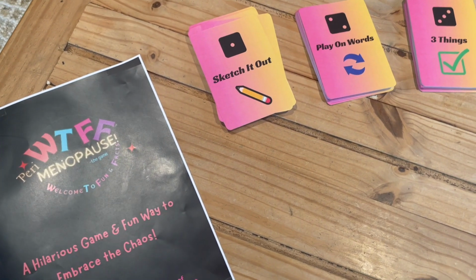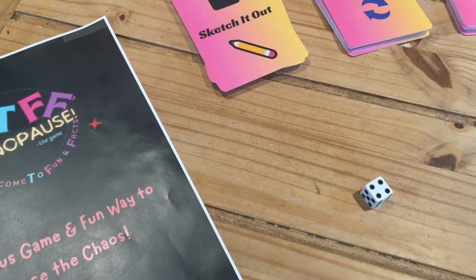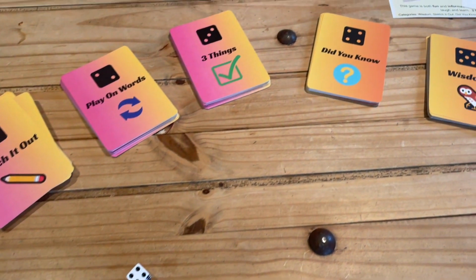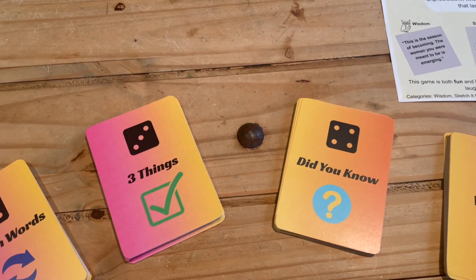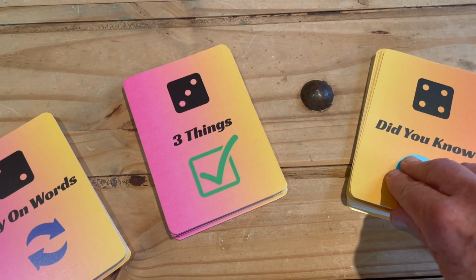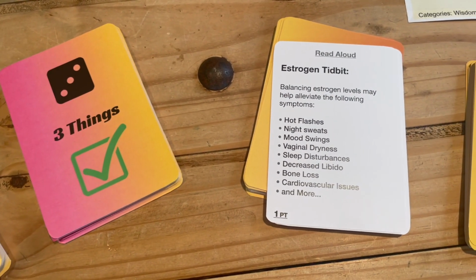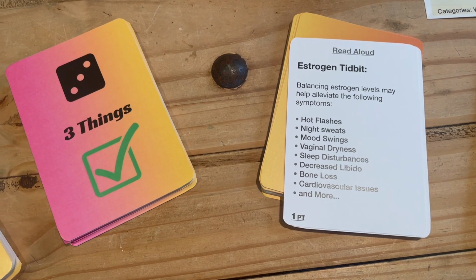And the first group would roll the dice, and for example, that's a 4. So you would come over to this one, which is Did You Know? And then you would turn over the card, and then you get a chance to learn about some estrogen tidbits.